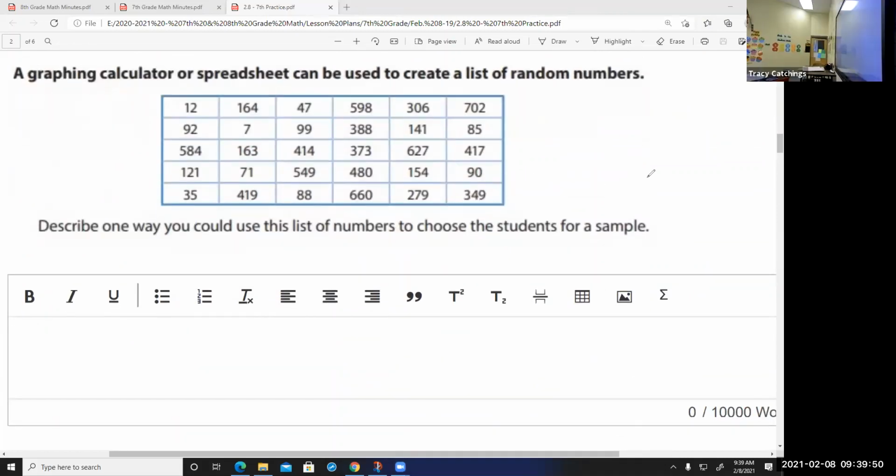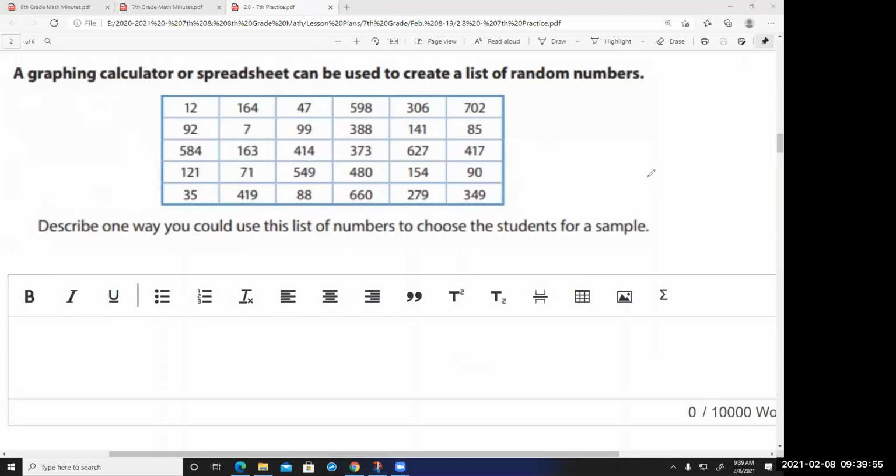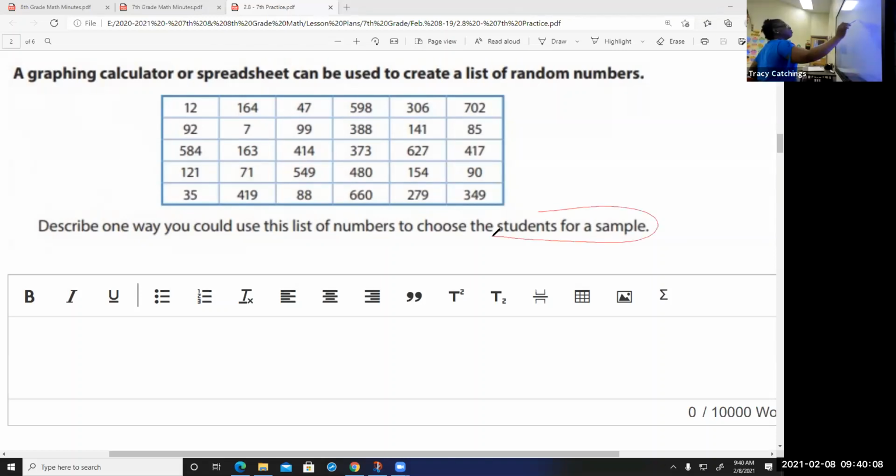All right, can someone read the next question to us? A graphing calculator or spreadsheet can be used to create a list of random numbers. Describe one way you could use this list of numbers to choose the students for a sample. All right, so everybody was given a random number, and now we want to choose among those random numbers to represent a sample. What's one way we can use to choose those?